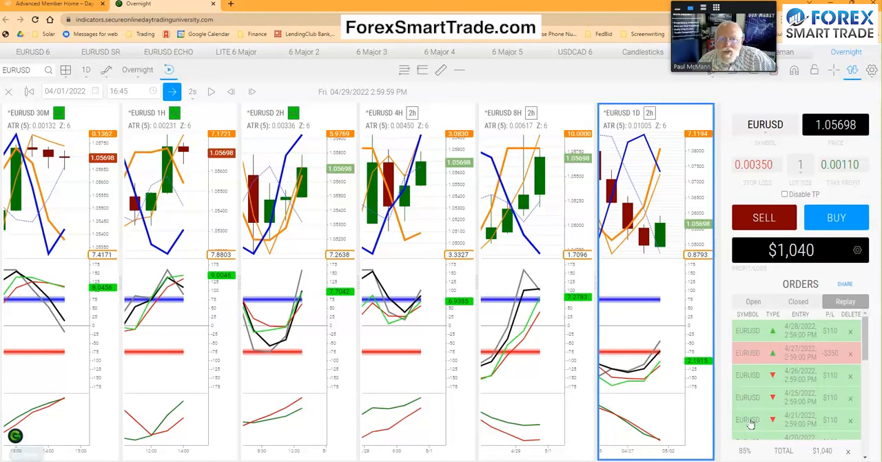So we know this kind of works with the Euro USD. Next time we get together, let's try it on another pair, and I'll let you think about and decide what pair we should test it on.